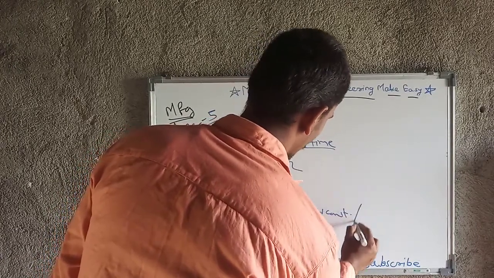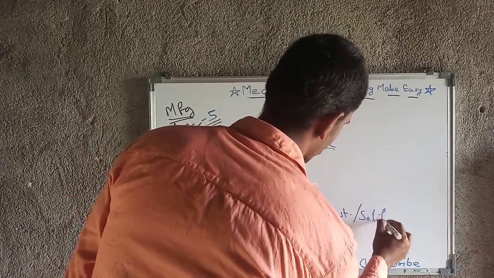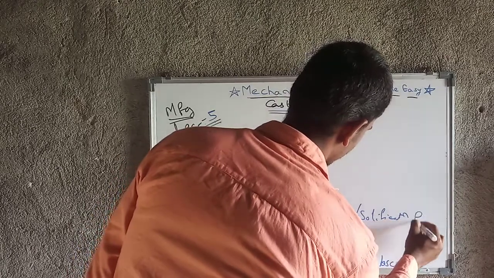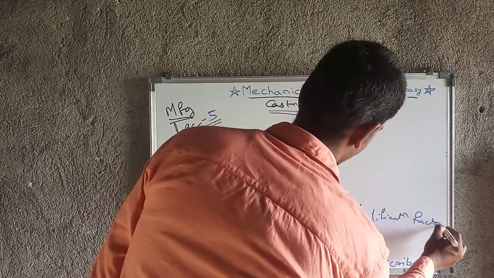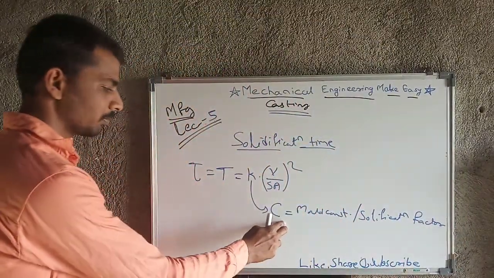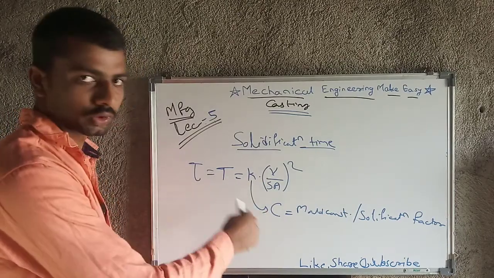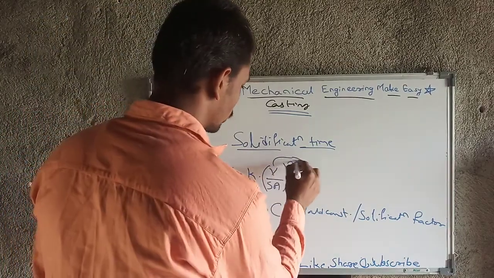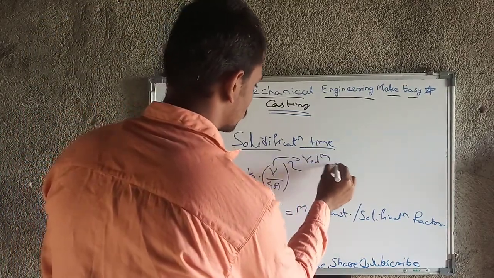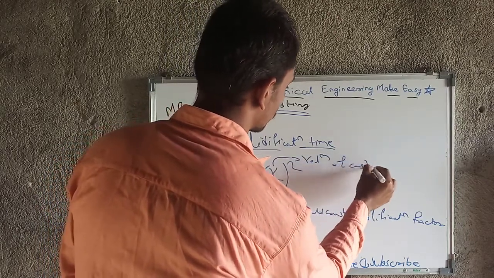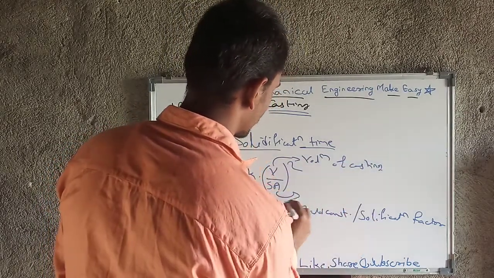Mold constant or solidification factor. That may be denoted by C or K, both are the same. This is the volume of casting, this is the surface area of casting.